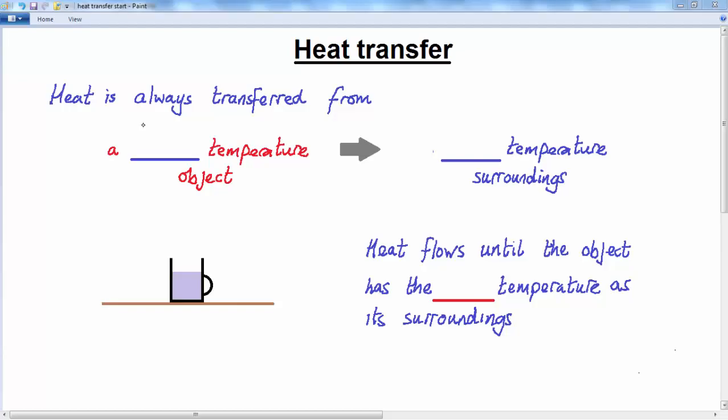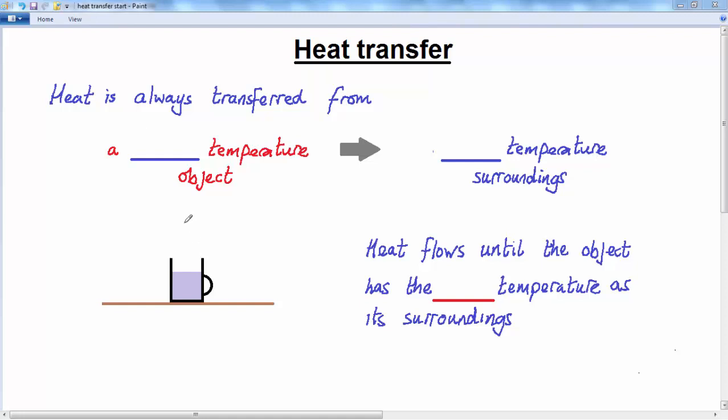In this lesson we're going to describe the basic principles of heat transfer, and then in the following lessons we're going to look at different mechanisms for how heat is transferred in a solid, in a liquid, and in a gas. So first of all, what can we say about heat transfer?